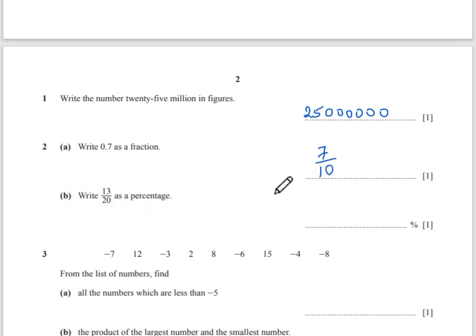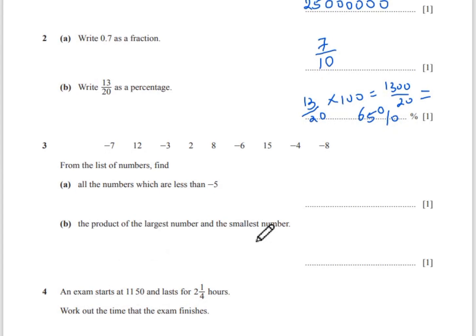Then B, it says write 13 over 20 as a percentage. That'll be 13 divided by 20, then you multiply by 100. So that gives us 1300 divided by 20. And when you do this with your calculator, you get 65%.